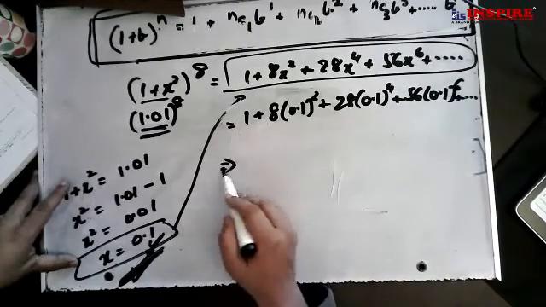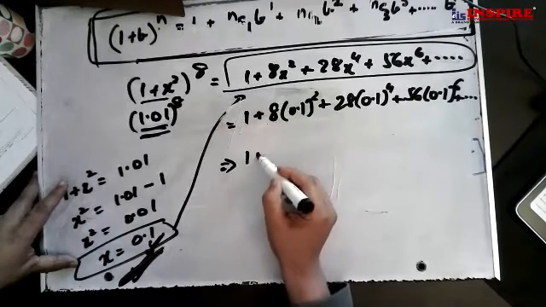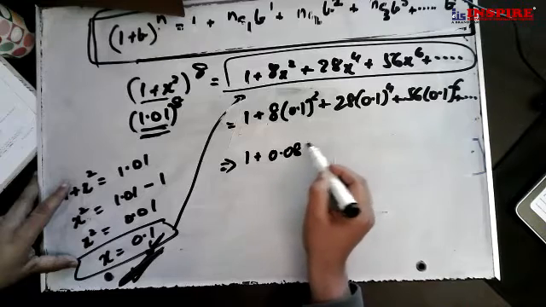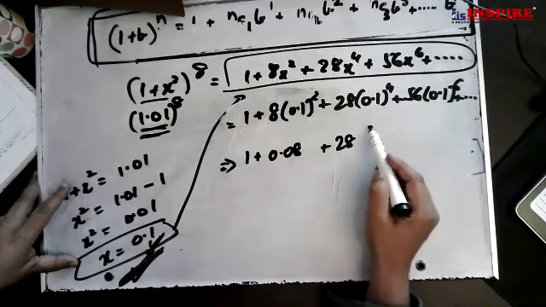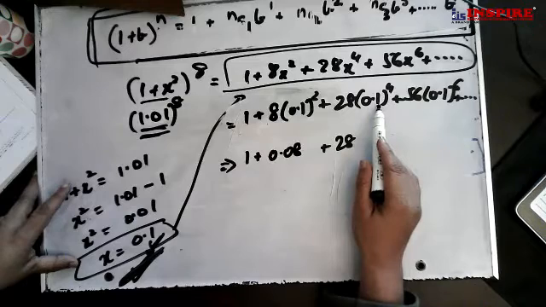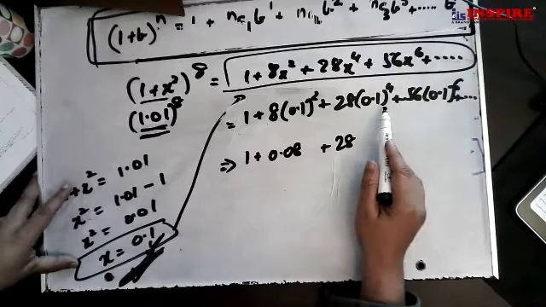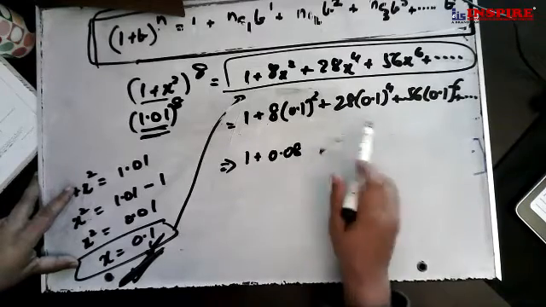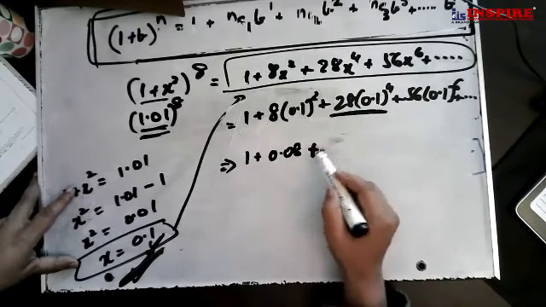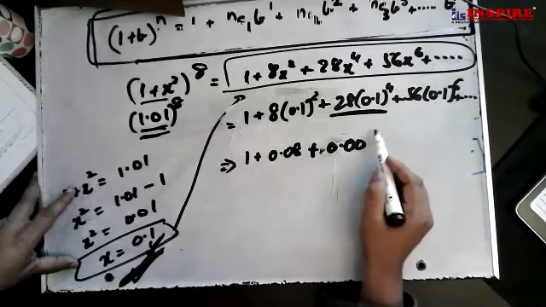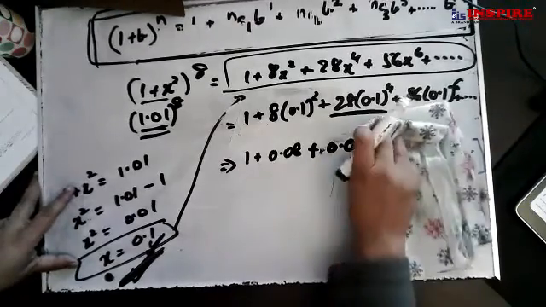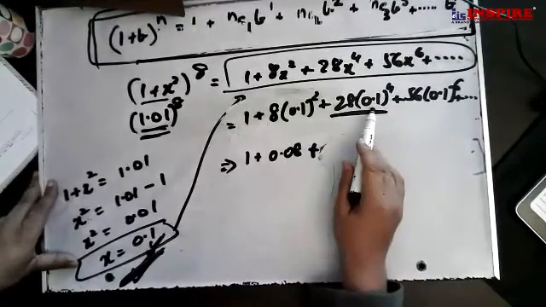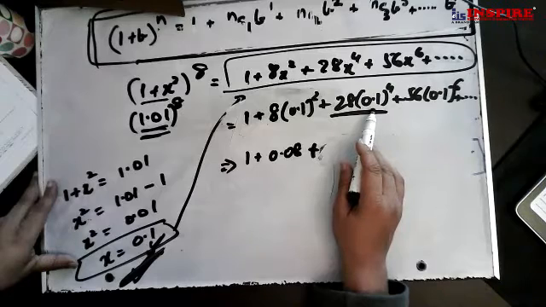Pick up your calcs right now. 0.1 squared is 0.01. This will be 1 plus 0.01 into 8 is 0.08, plus 28 into 0.1 to the power of 4, which is 0.0001. So do this, pick up your calculators, everybody. Do 0.1 into 0.1 into 0.1 into 0.1. In number, it's showing this.